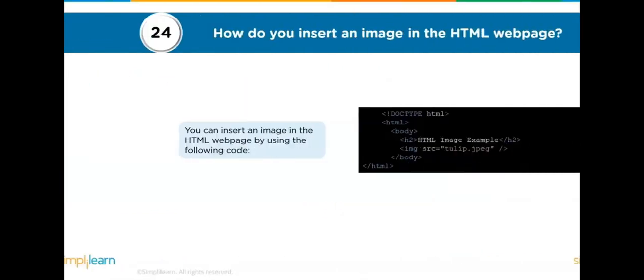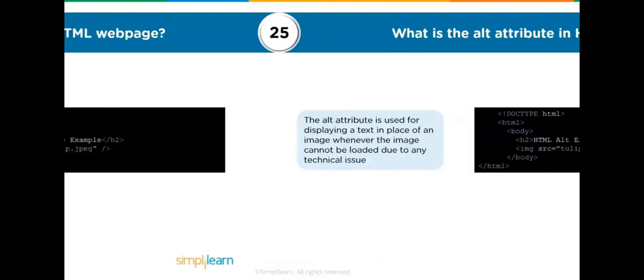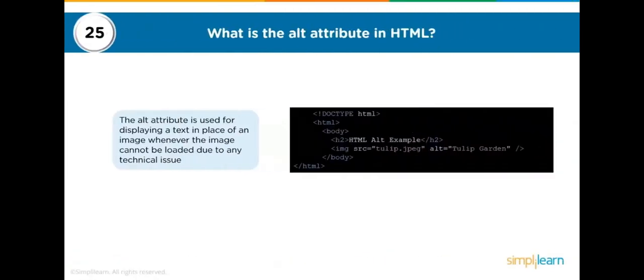Now moving ahead into our 24th question, how do you insert an image in the HTML web page? So the answer for this question is you can insert an image in the HTML web page by using the following code, which is displayed on the right side part of my screen. You can see we have a image source is equals to tulip.jpeg, which is used for inserting an image into your HTML web page. Now our 25th question, what is the alt attribute in HTML?